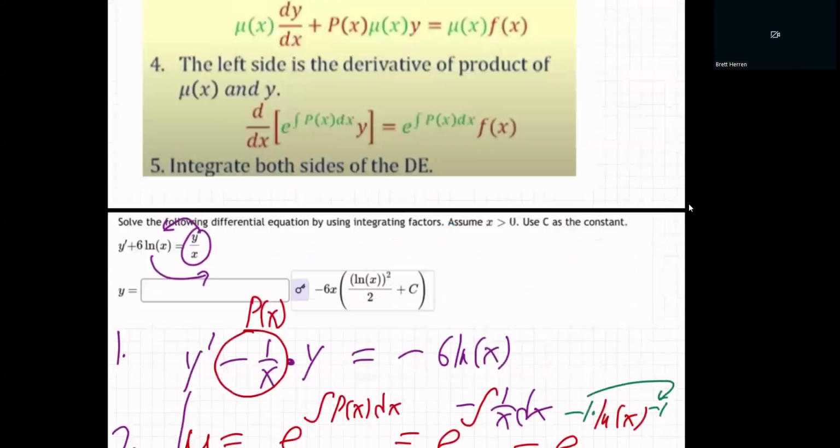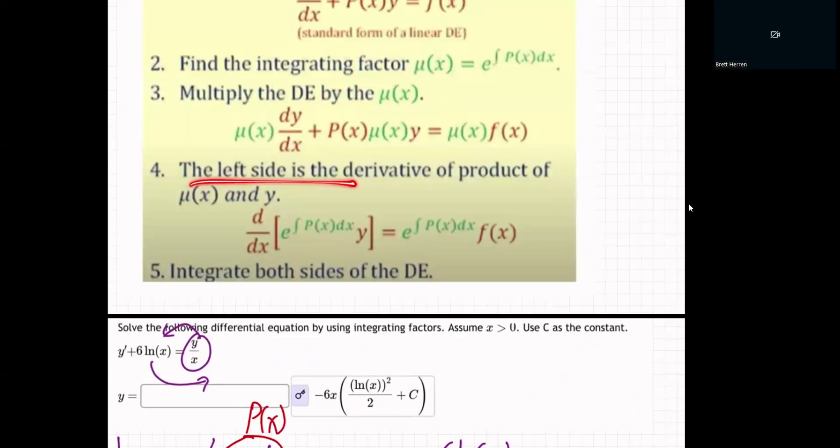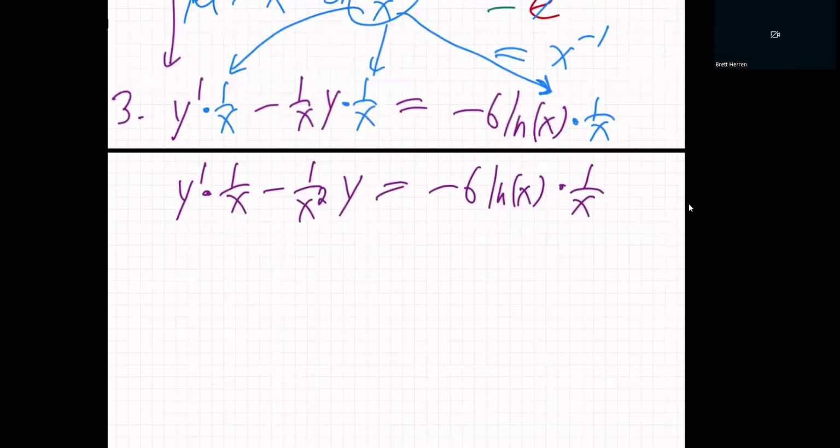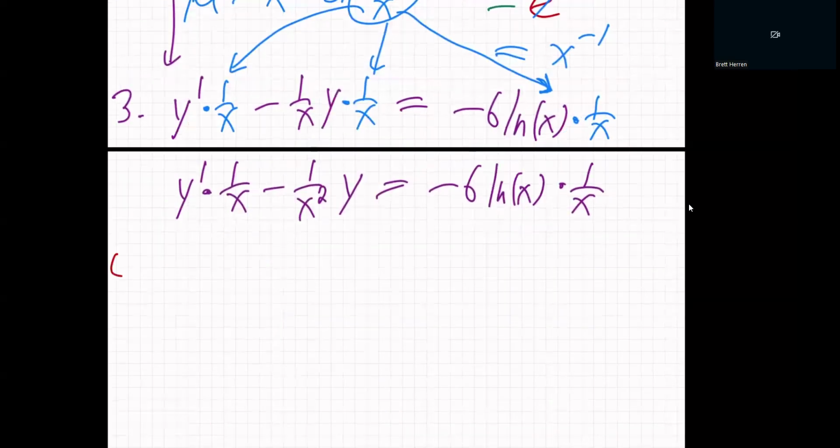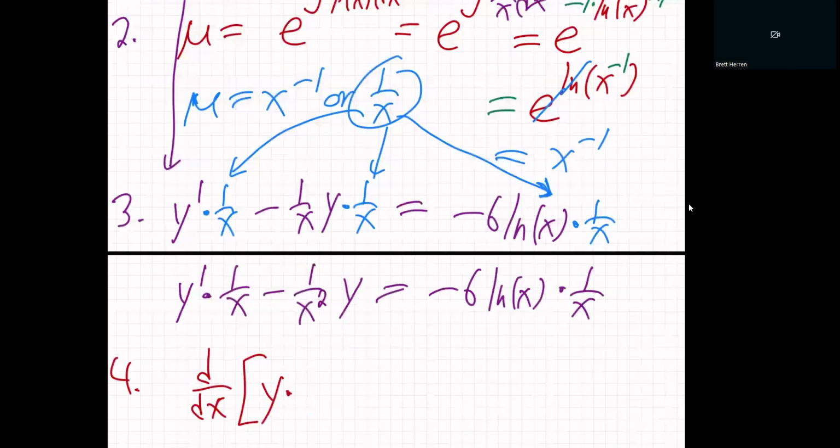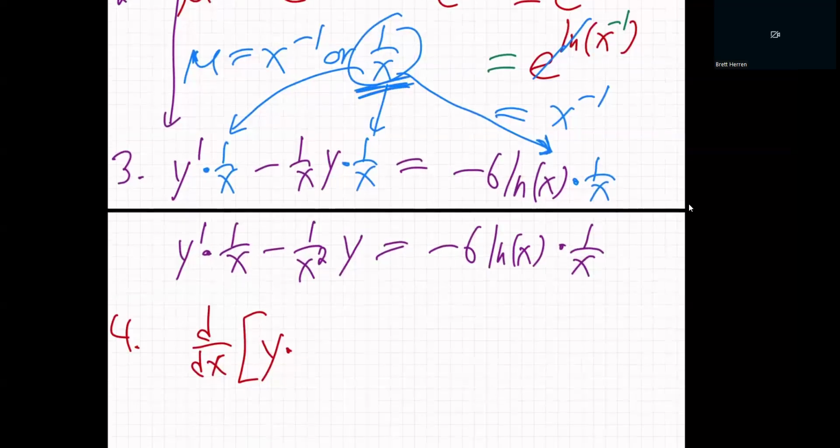Okay, now step 4 says the left side is the derivative of the product. So write it that way. Write it as the derivative of the integrating factor and the y multiplied, right? Write a d dx on that. Okay, it's a little different. So I'm going to write d dx of what? Of y and the integrating factor. What was the integrating factor? 1 over x, right? It's right up here. This is my integrating factor.